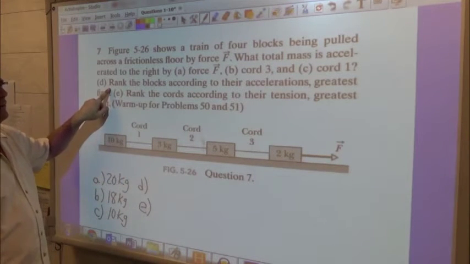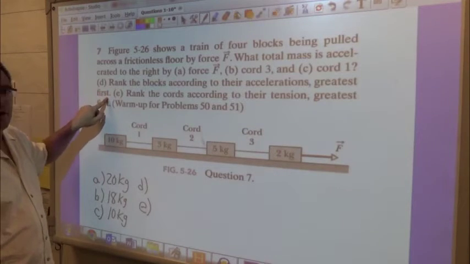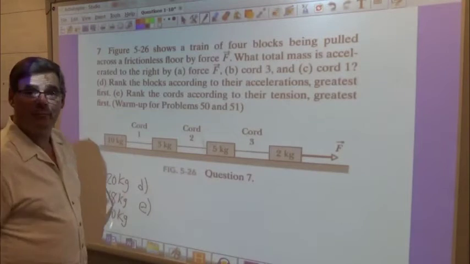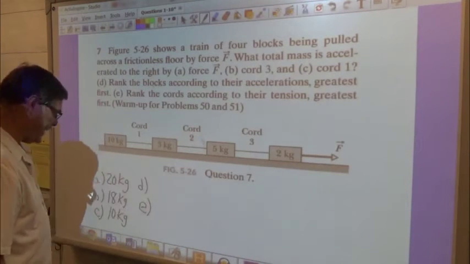Rank the blocks according to their accelerations, greatest first. Well, if we assume the strings don't stretch at all, they're all moving at the same rate, so they're all accelerating the same.